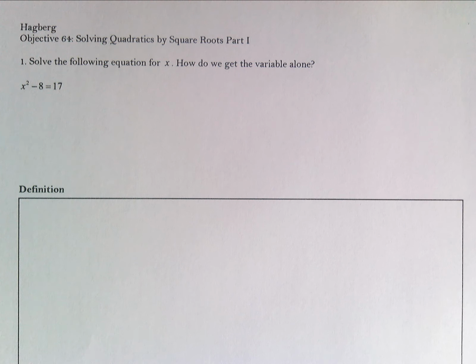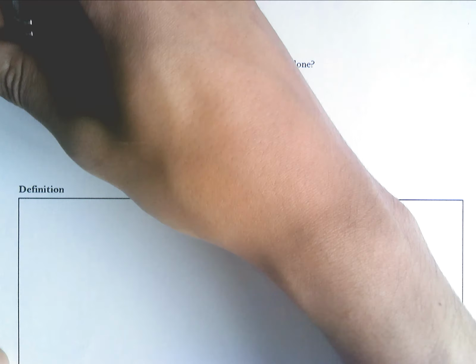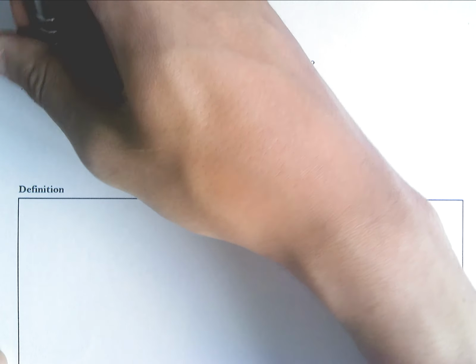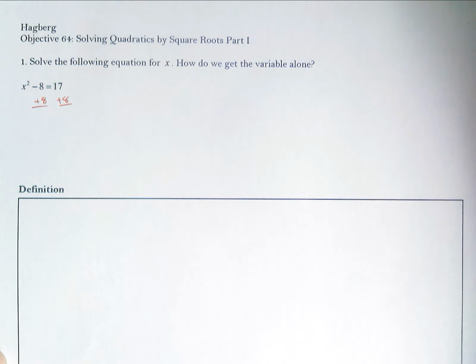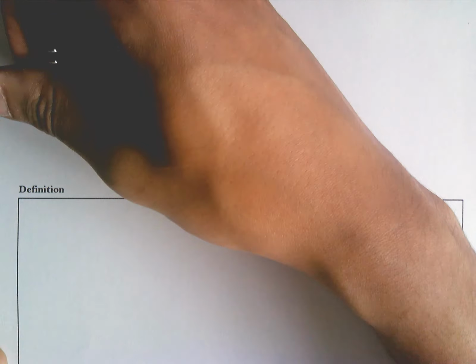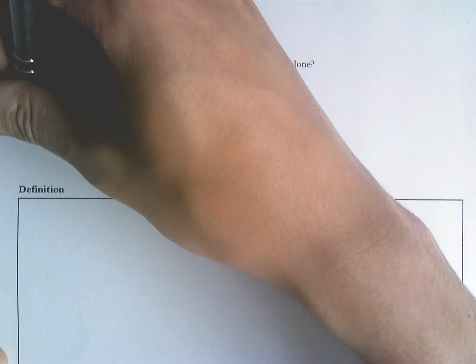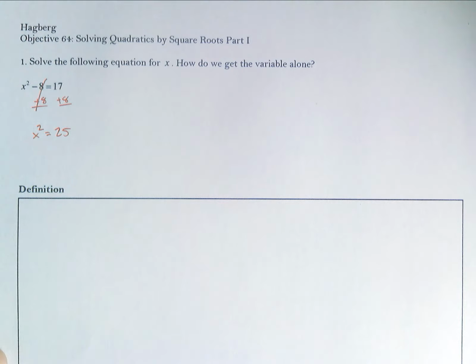We have x squared minus 8 equals 17, and we want to solve for x. That means get the variable by itself. So right now I see we have a minus 8. To get the variable by itself, we first have to add 8 to both sides. So when we add 8, we have 17 plus 8. That gives us 25. So we get x squared equals 25. So we don't quite have the variable by itself yet. We don't have x, we have x squared.